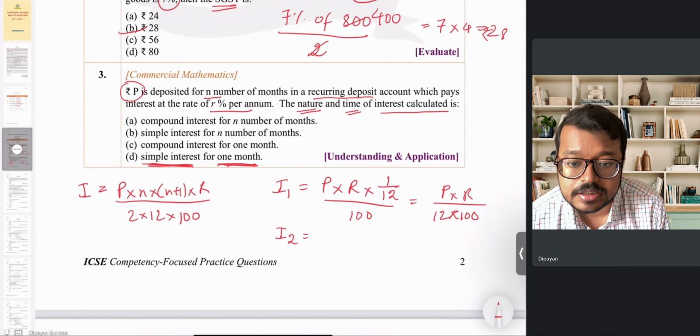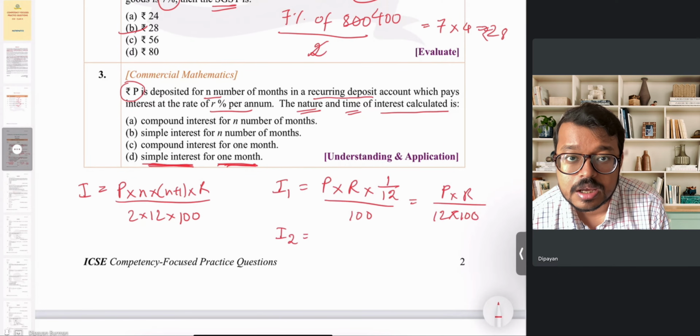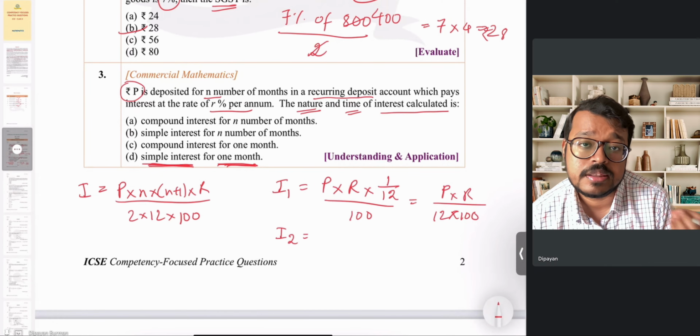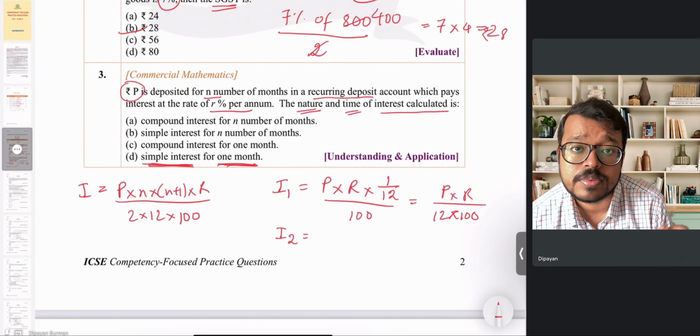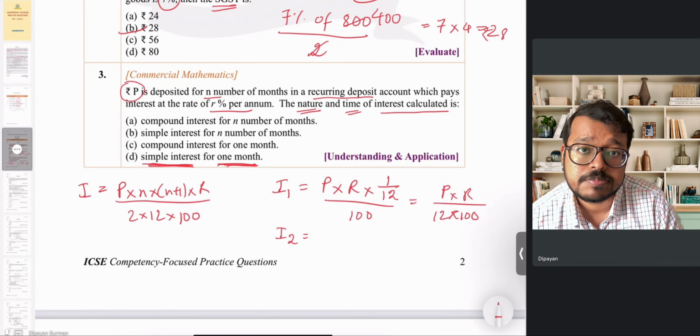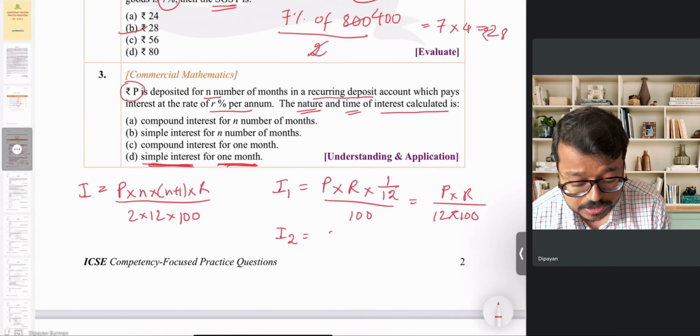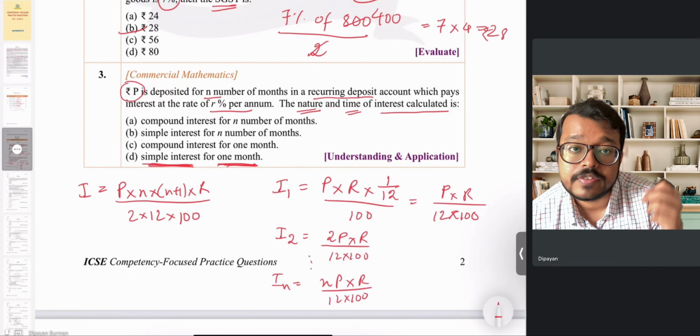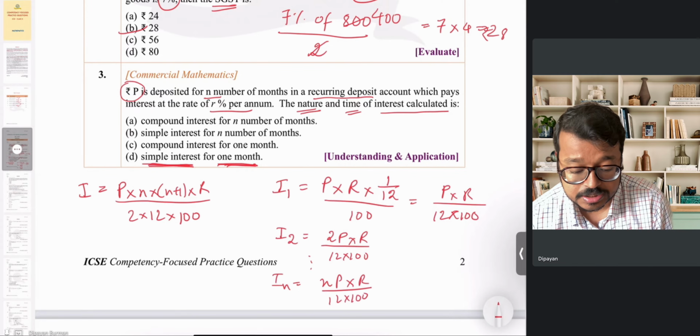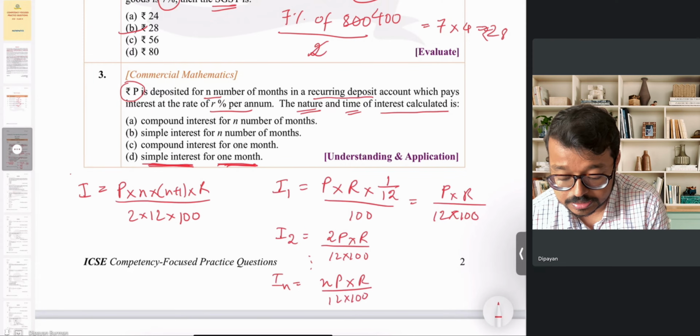Similarly, interest at the end of second month. Now, at the end of second month, you have deposited P rupees plus P rupees, which is 2 times P rupees. So the interest will be 2P into R by 12 into 100. Similarly, at the end of nth month, it will be N times P into R by 12 into 100. Then if I add all of these interests, I will get this interest formula, which you already know.